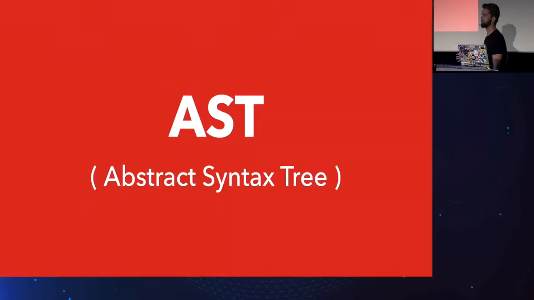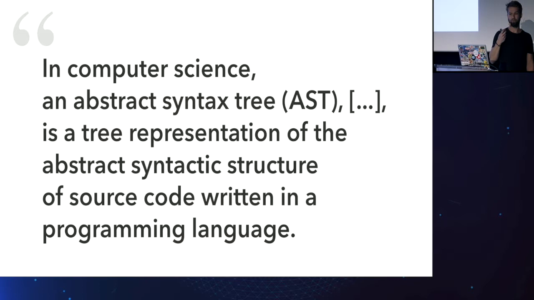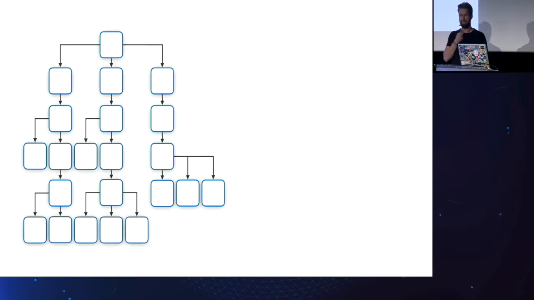And this is one of these words. I'm just a front-end engineer, right? This sounds like science and computer stuff. So in computer science, an abstract syntax tree is a tree representation of the abstract syntactic structure of source code written in a programming language. So this is the AST for the source code that you just saw.